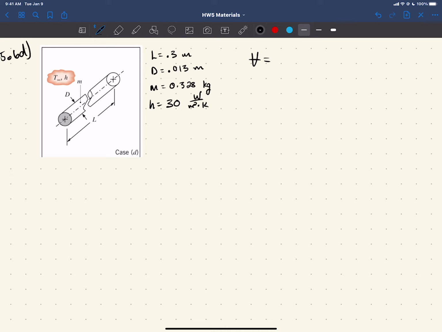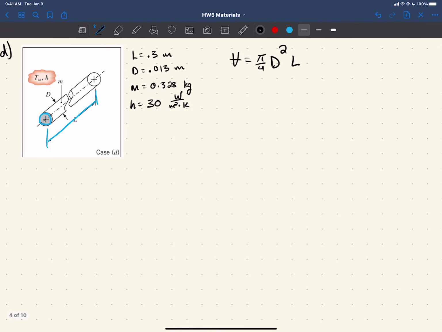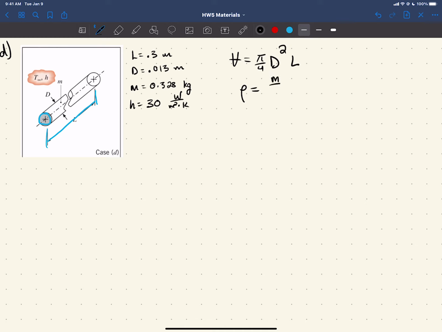And the volume is going to be this cross-sectional area times the length for a cylinder. So it's going to be pi over 4 big D squared L. You would compute that, get the number, and then you can find the density as the mass over the volume.